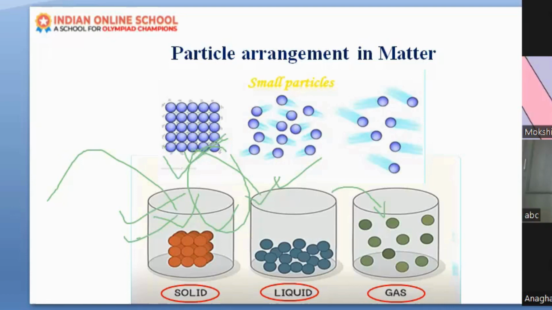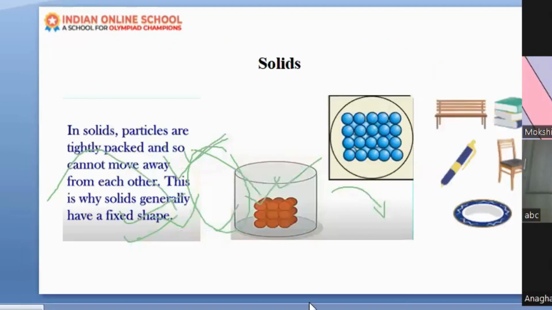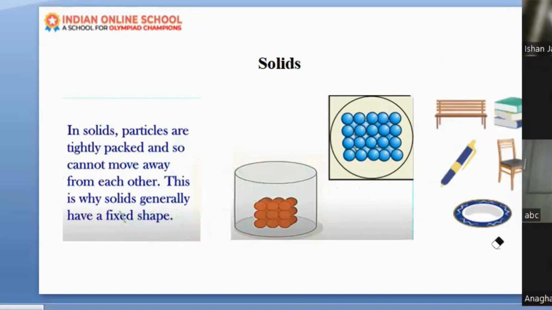Okay, let's move ahead with the solid in detail. We understood that a solid, being a rigid matter, cannot take the shape of the container where we keep it. Why? Because the molecules are very tightly packed. This is a self-explanatory slide, students. You can see further examples: the bench, pen, and many more objects here. All these are in solid form.